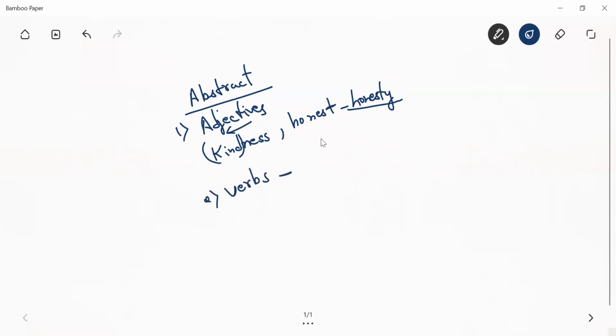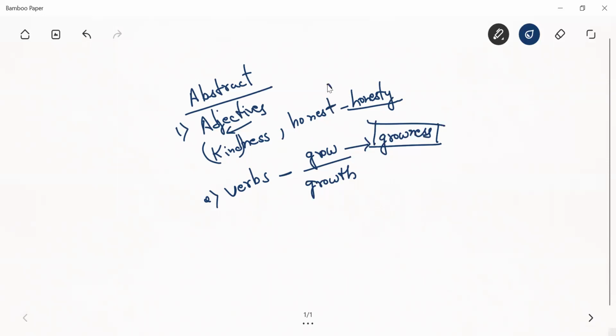Verbs. What is a verb? Verbs are actions of us, like any movements of us. Grow. How do you make an abstract noun? Can we say growing, or growness? No. We will not add ness only. If we say growness, it is not a word in the dictionary. We have to make it meaningful. It will be growth.